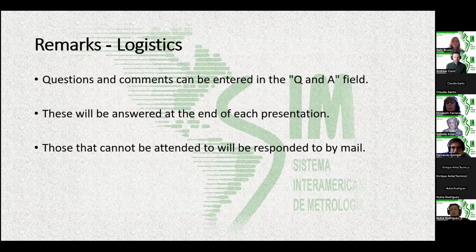Before we start with each one of the sessions, I would like to make a few comments about how the platform will work during our meeting. It is important that you know that all the questions and comments that you would like to make, and that are answered during this event, need to be entered in the Q&A field that you can find generally in the lower part of your screen. The chat is more for things such as, for example, I have an audio problem or something is not working.